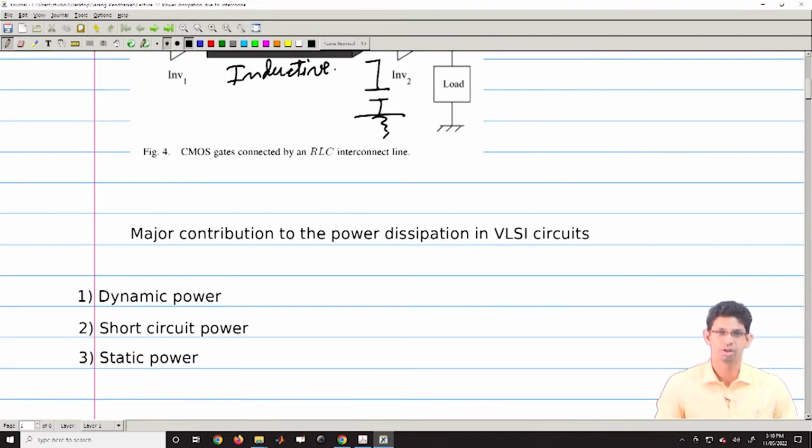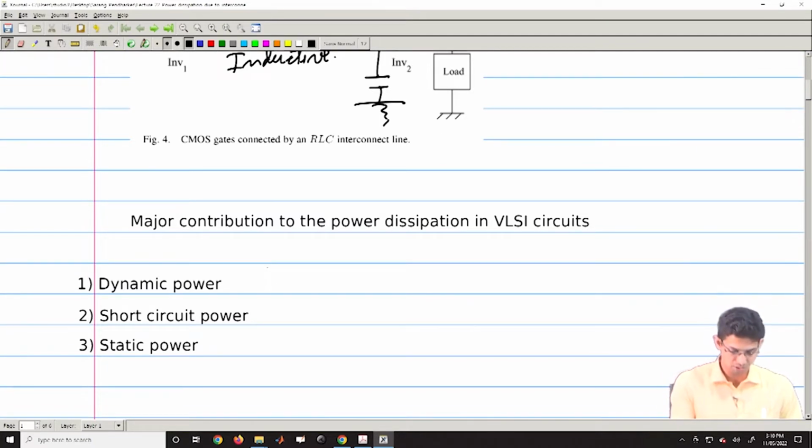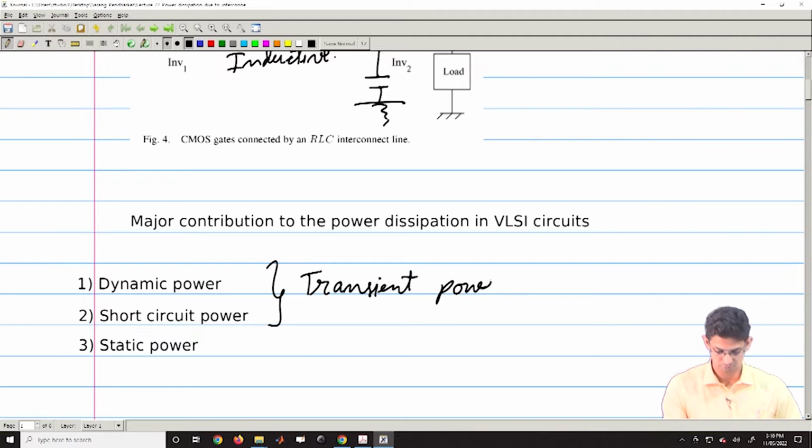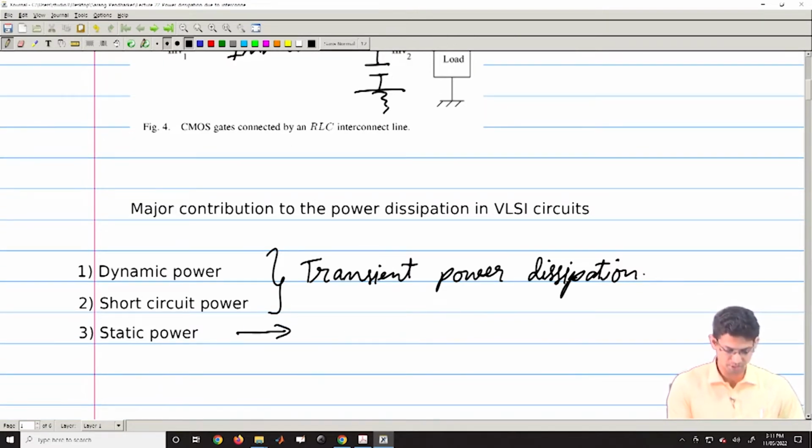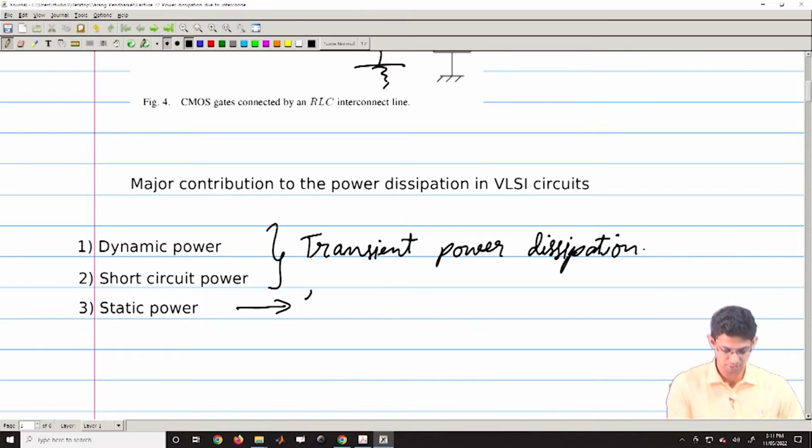There are three major contributions: dynamic power, short circuit power and static power. The dynamic power and short circuit power are called the transient power dissipation. This occurs when a device is being turned on and off. And then there is a static power dissipation. This is mostly because of leakage.